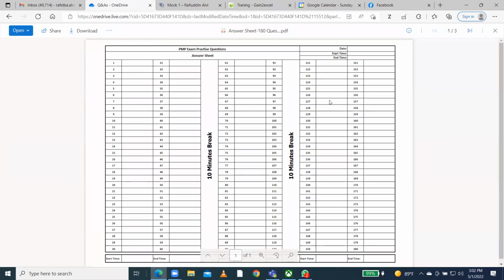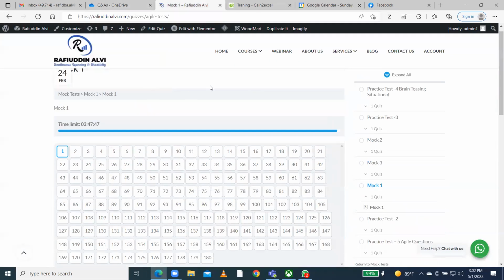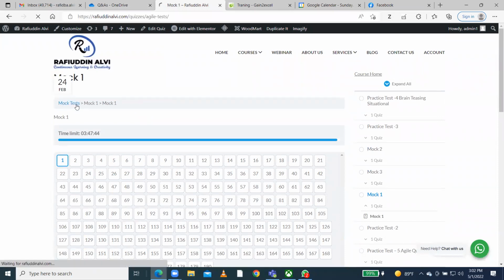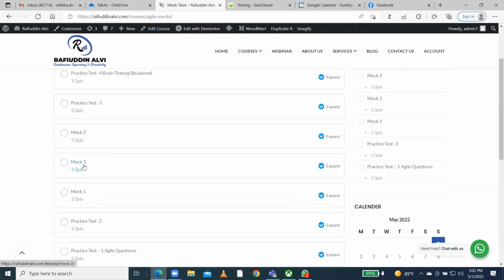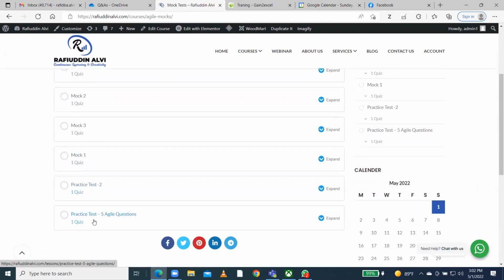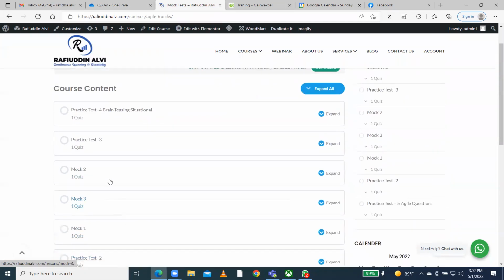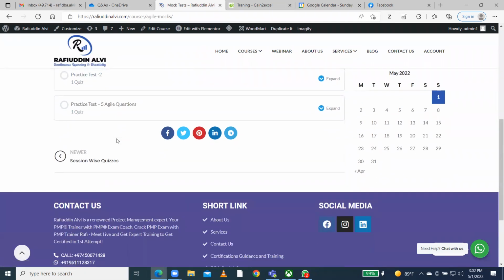You plan it as per your convenience. I have kept this outside the LMS, and later I will add it to the LMS. But you have more questions in the LMS also: mock 2, mock 3, practice test 2, separate agile questions, and some brain teasing questions, if you want to attempt them. If you do this much, you will surely be on track and can attempt the exam. So keep revising things, and if you have any doubt, message me.